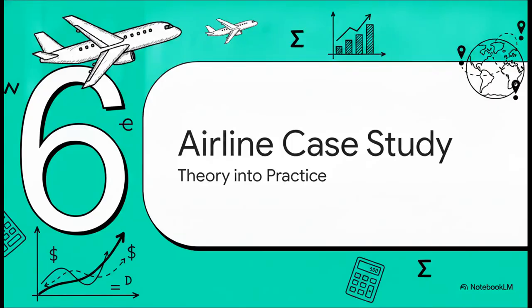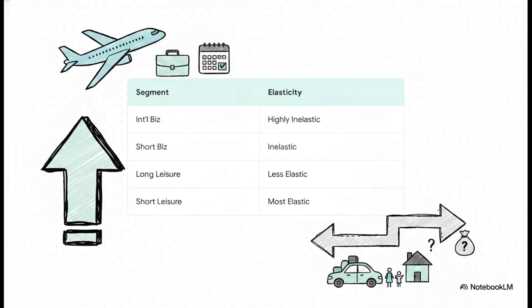Section 6, case study on airline pricing, putting theory into practice. You see, airlines don't just sell seats on a plane, they sell to hyper-specific market segments. Take a long-haul international business traveler. They represent the highest level of inelasticity. Why? Because they literally have to be at a specific meeting in London by Tuesday morning, and their corporate card is paying for it anyway. Price variation has almost zero effect on them.